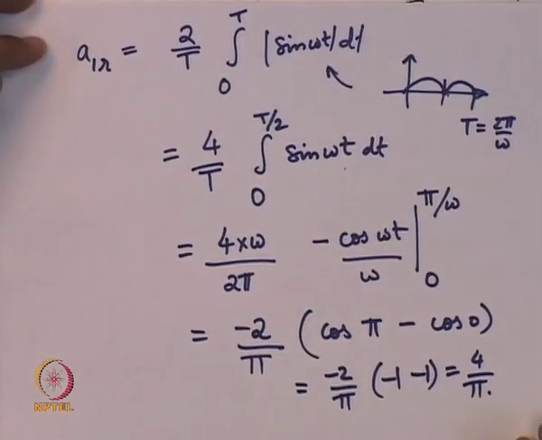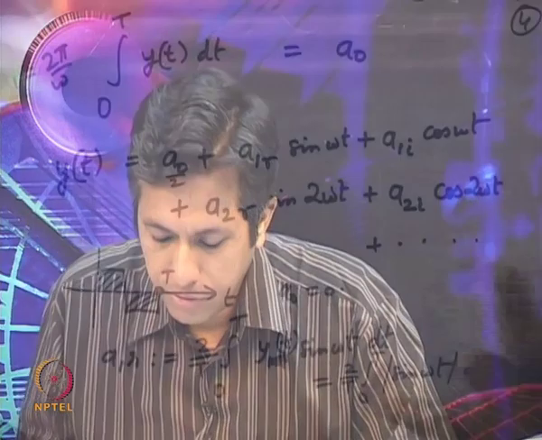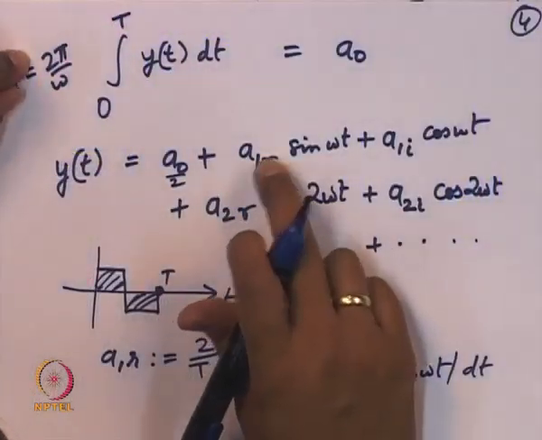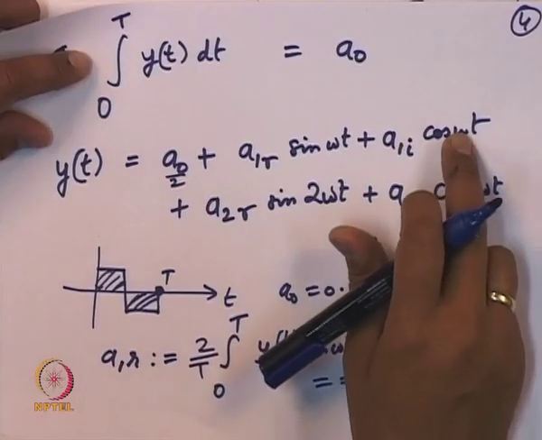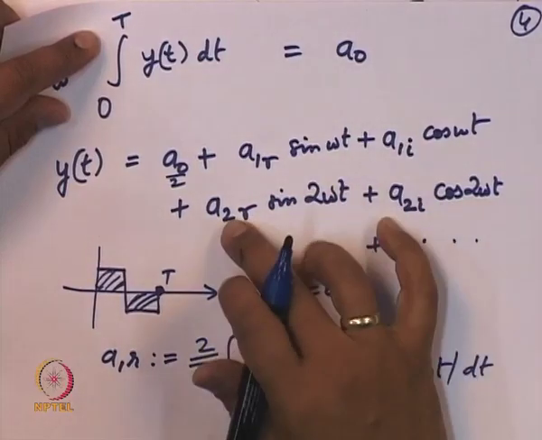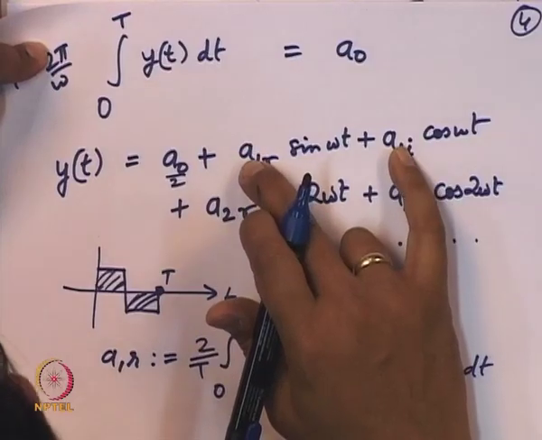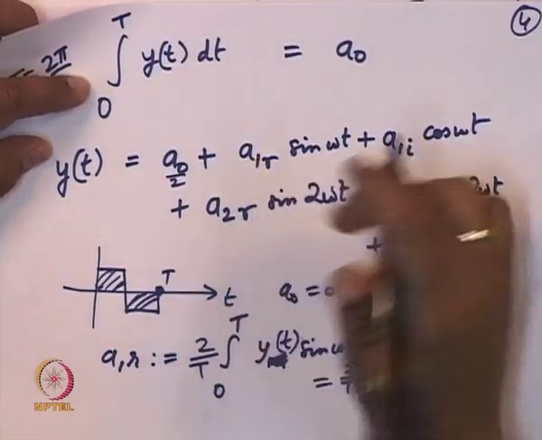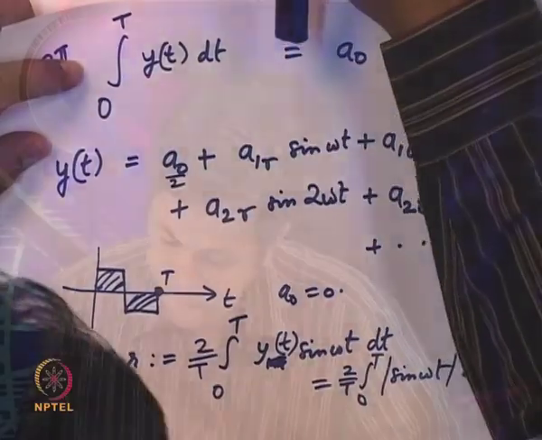This is a1r. Now recall this formula. In this formula, we have calculated a1r, which is the part that comes with sin omega t. a1i is the part that comes with cos omega t. And similarly, these higher harmonics we have decided to not calculate, because the describing function requires only these two. Now we are going to find the reason why a1i is equal to 0.